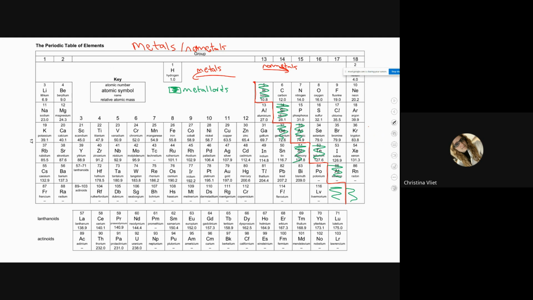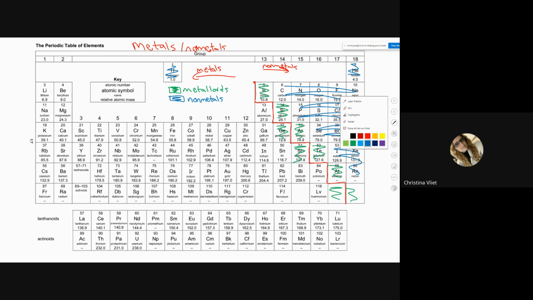I'm going to pick a second color. I'm going to pick blue for my non-metals. Which side of the periodic table are the non-metals on? The right. So starting at carbon, all of these, including helium and hydrogen, are non-metals. Carbon, nitrogen, oxygen, fluorine, neon, phosphorus, sulfur, chlorine, argon, selenium, bromine, krypton.